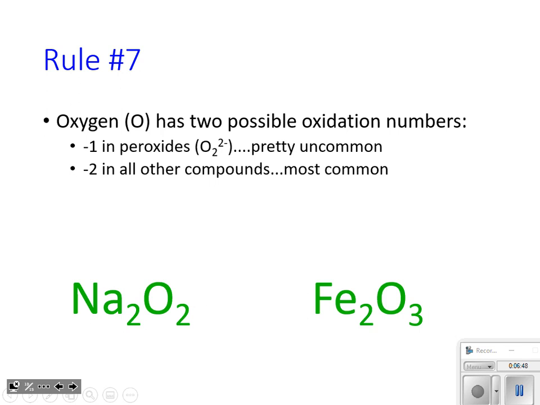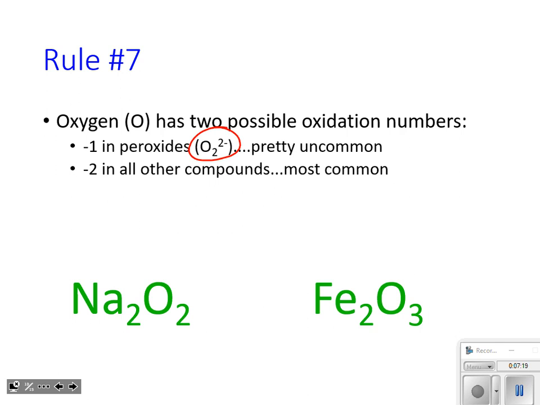Rule number 7 is dealing with oxygen. Oxygen has 2 possible oxidation numbers. It can be -1 if it's a peroxide. Okay? If it's peroxide, it is -1. That is pretty uncommon. Okay? But Na2O2, that is a peroxide. Okay, the peroxide is this little O2 right here, 2-.